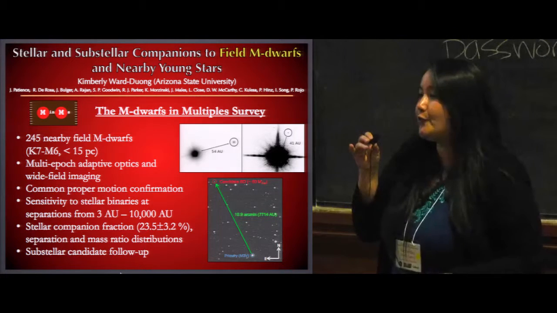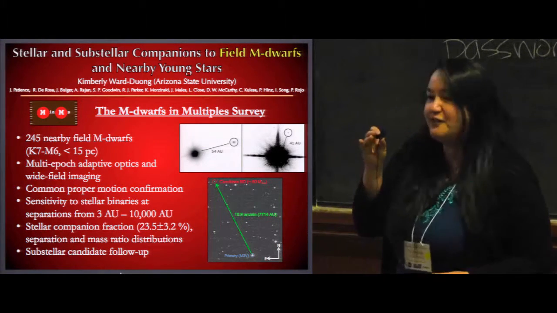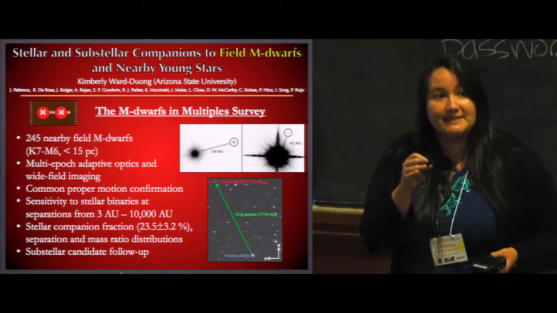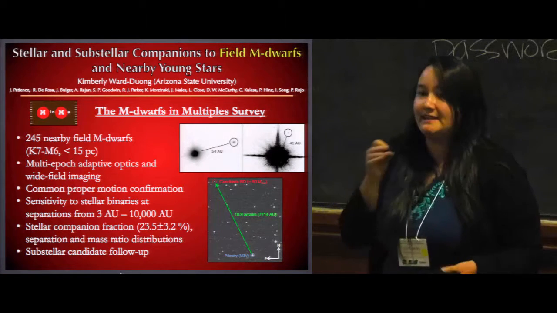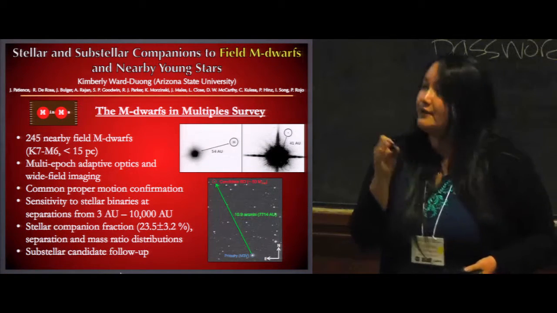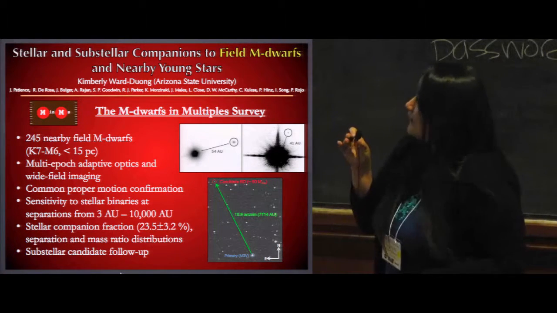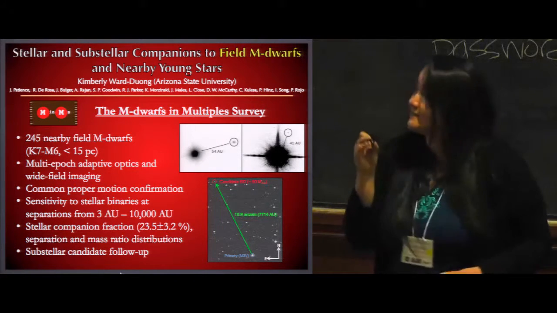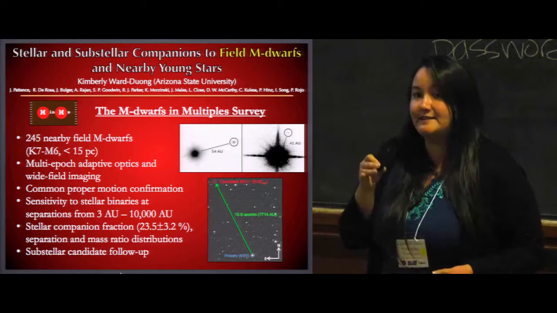We looked at 245 nearby M dwarfs within 15 parsecs with Hipparcos parallaxes, ranging from about K7 spectral types to mid to late Ms, and we have a combination of both adaptive optics imaging to look for companions from 3 AU to about 100 AU, as well as wide field imaging that allows us to look for companions from 100 AU out to about 10,000 AU, covering the whole separation range of binaries. We have multiple epochs, which allow us to find common proper motion companions to these stars and confirm their physical association, and we're sensitive over this whole separation range all the way down to the substellar limit.